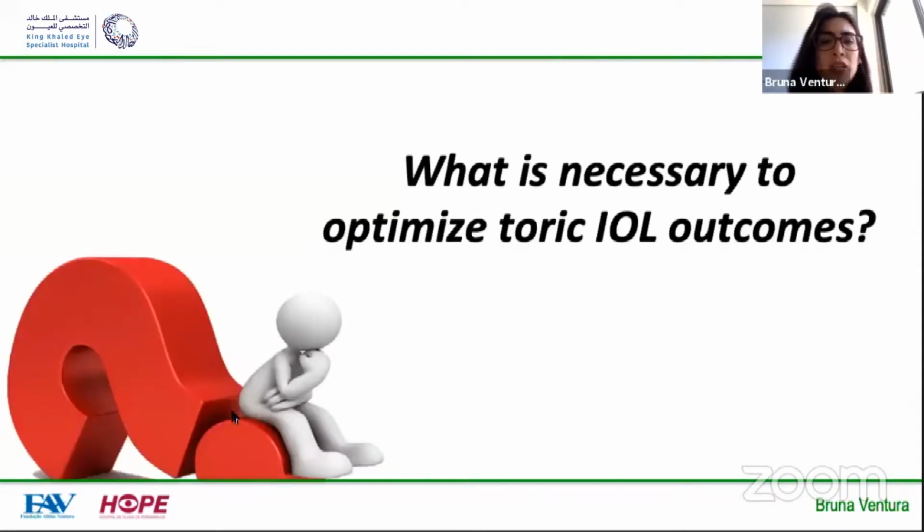So what is necessary to optimize our toric IOL outcomes? I'm sure many of you that are seeing this lecture already implant toric IOLs. And toric IOLs are wonderful IOLs in which we can get great results if we pay attention to small details. So it's very important for us to put some pieces together of a puzzle aiming at optimizing toric IOL outcomes.